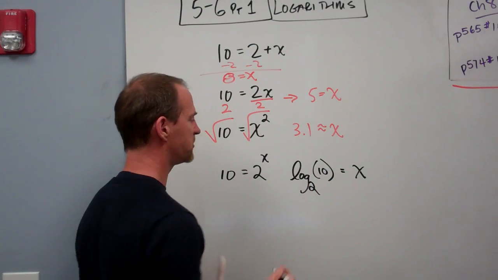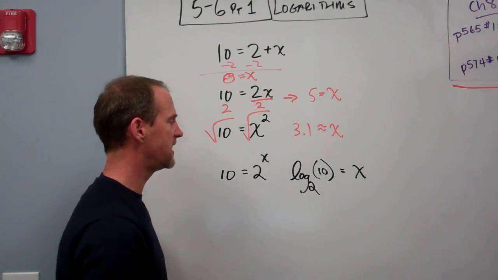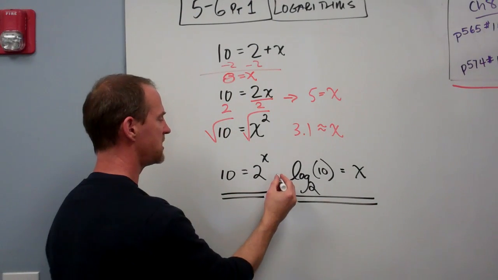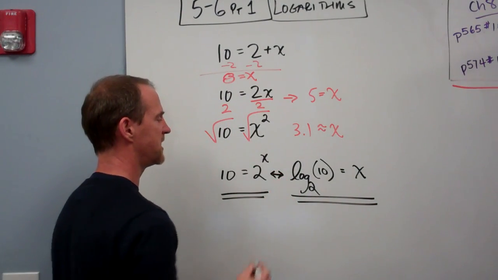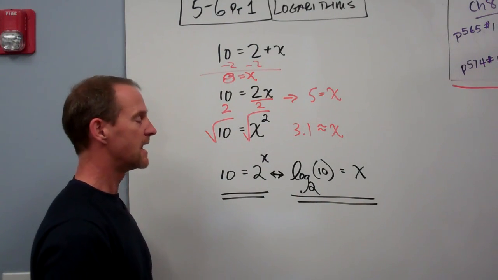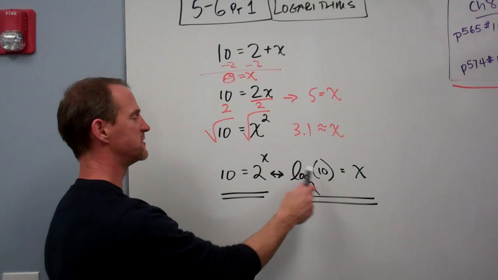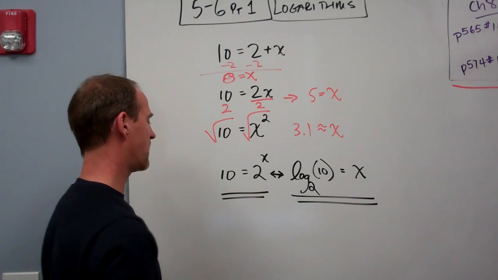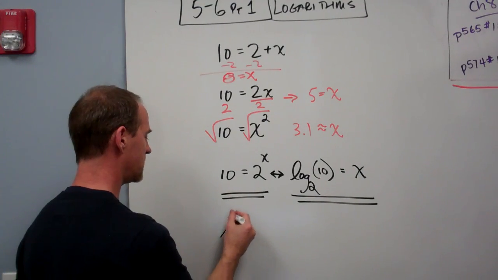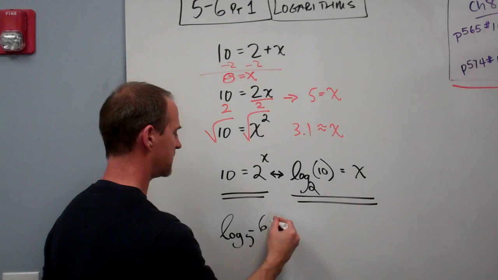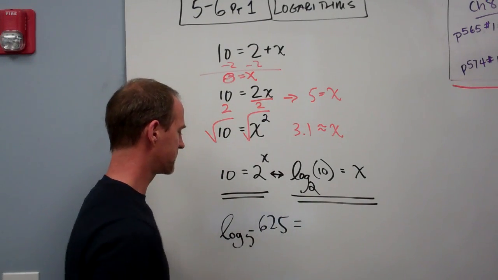We say it's not multiplying by 10. We'll say log base 2 of 10. That is equal to x. So this is the key relationship that you need to understand between an exponential and a logarithmic form of an equation. A lot of your homework will be going back and forth between these two. Okay, so as a simple example then, one of your homework problems might be, what is the log base 5 of 625 equal to? All right?